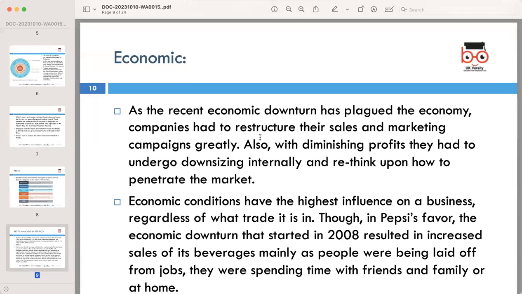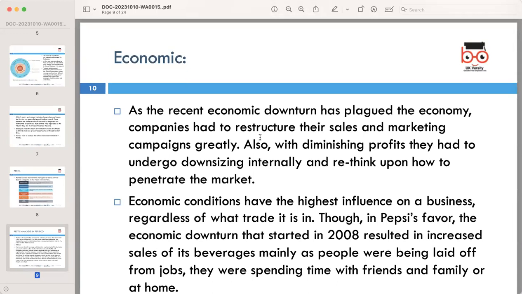So, interestingly, during the economic downturn that began in, everybody knows, the 2008 recession, Pepsi experienced increased sales of its beverages. This trend emerged as people faced job losses and began spending more time with friends and family, either at home or out, resulting in higher consumption of Pepsi products.